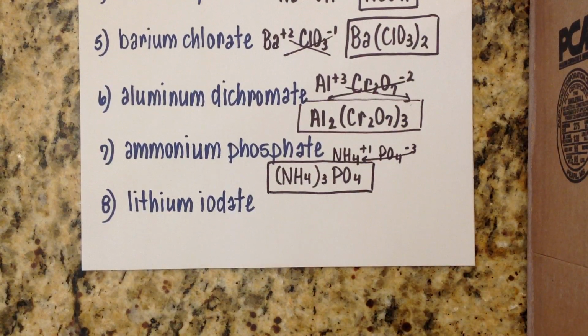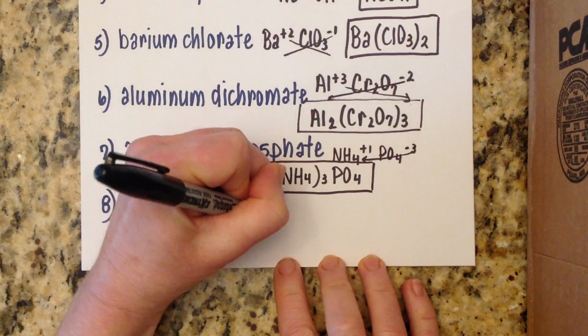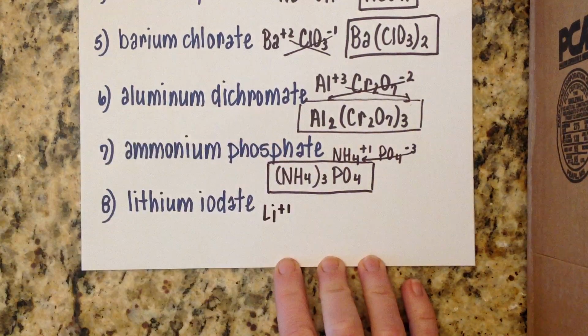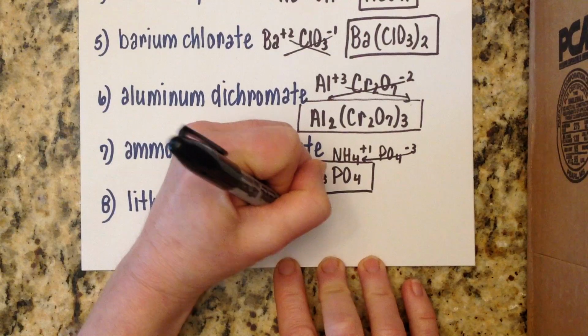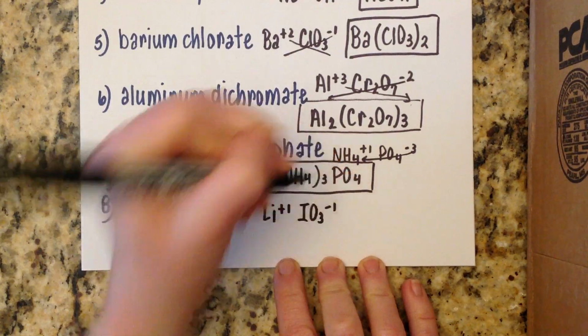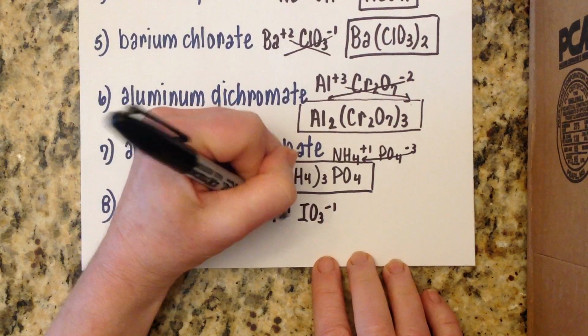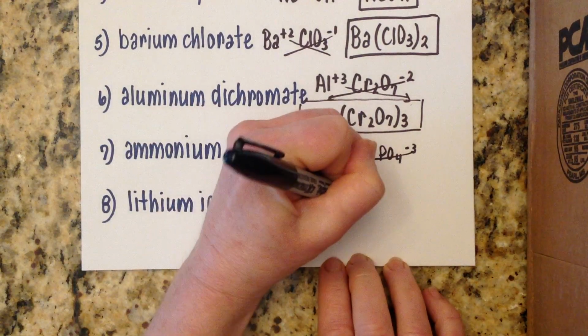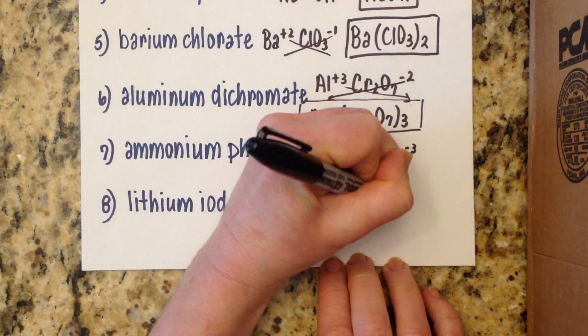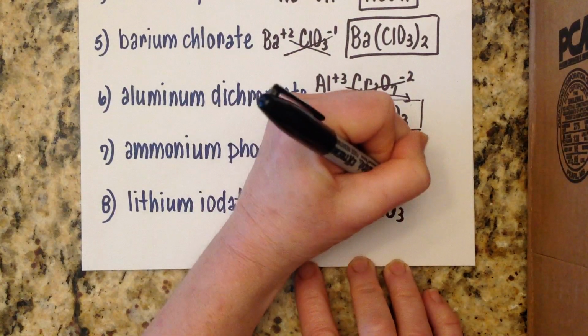Last one, lithium iodate. Lithium is Li+1. Iodate is IO3-1. Don't get that mixed up with iodide. The 1s cancel, and we get LiIO3.